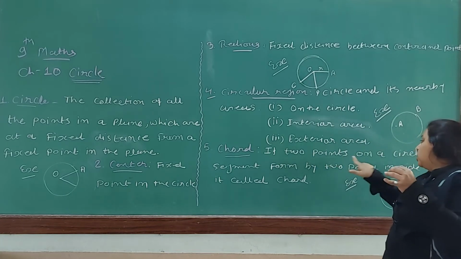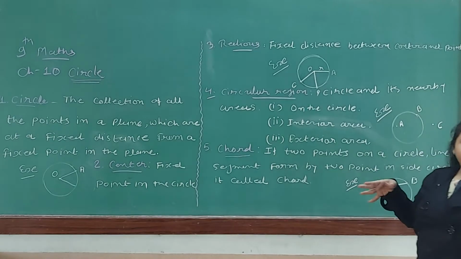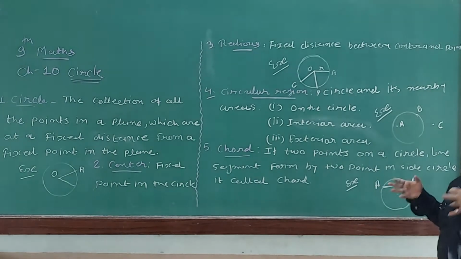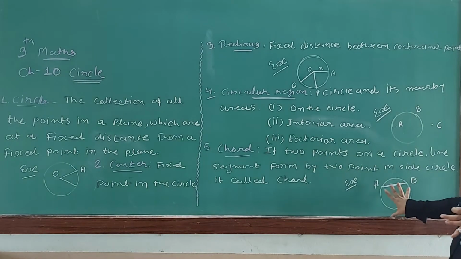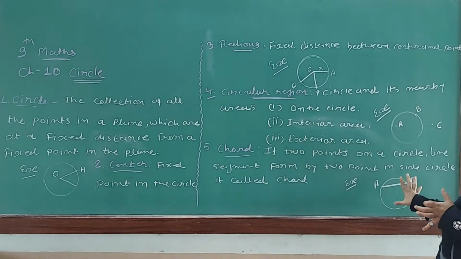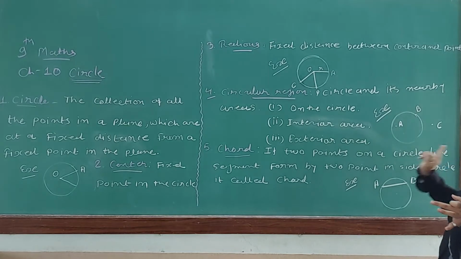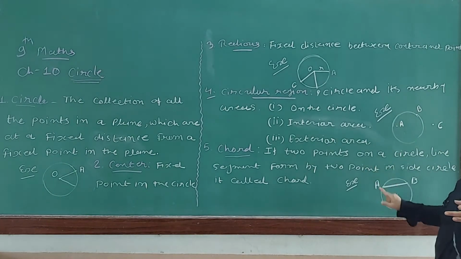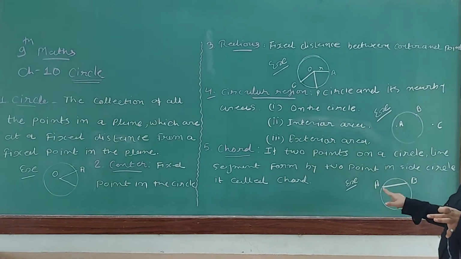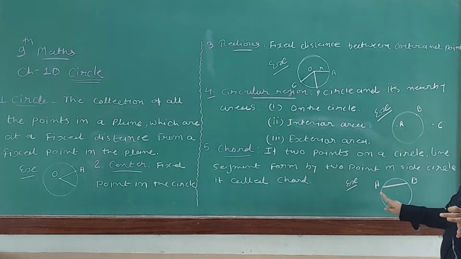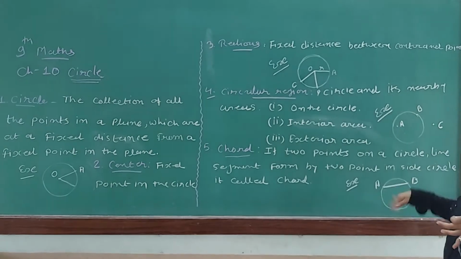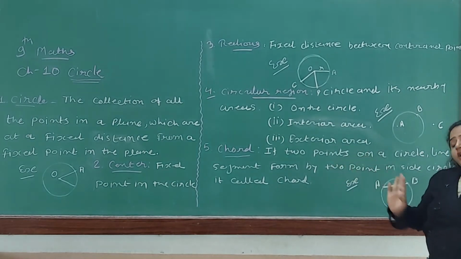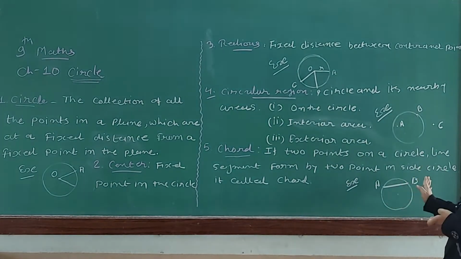If 2 points on the circle, let us compare with the diagram, then you will understand it a little easily. Here is an example. I drew a circle, 2 points A and B. These 2 points form a line segment. You can say line segment AB. Inside the circle, not outside, is called a chord. It is known as chord.